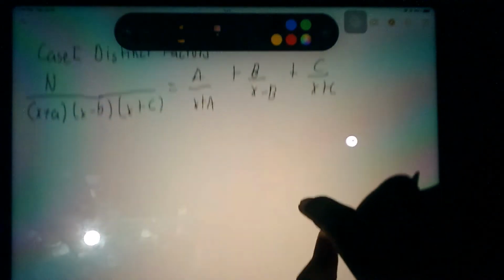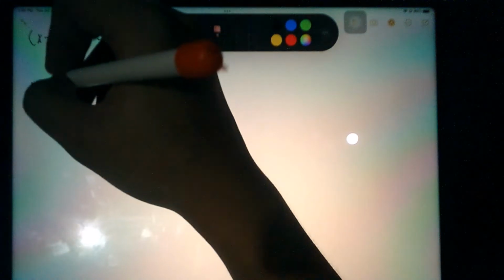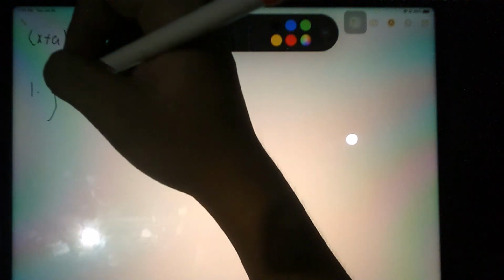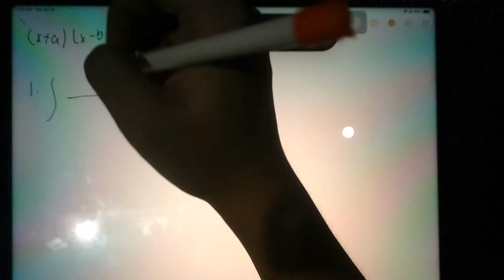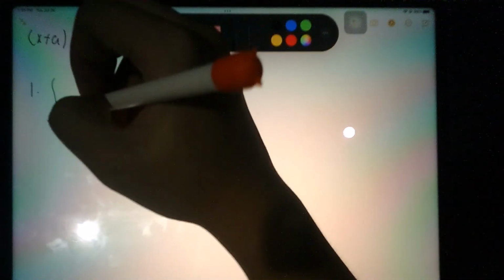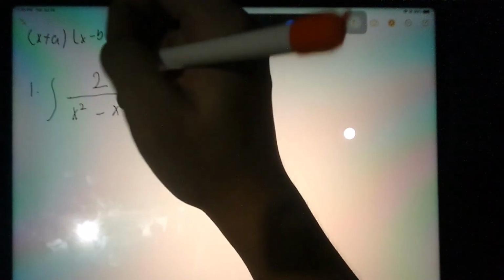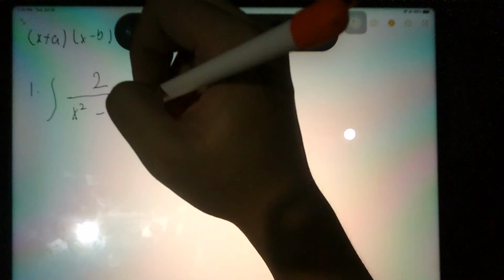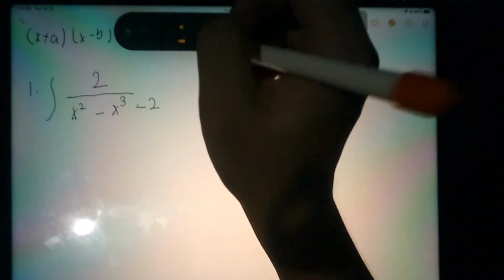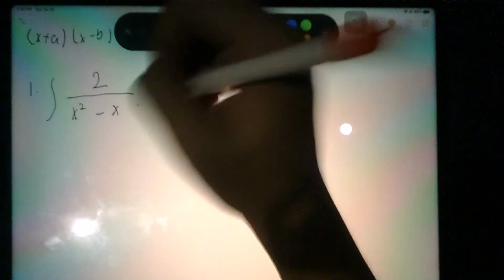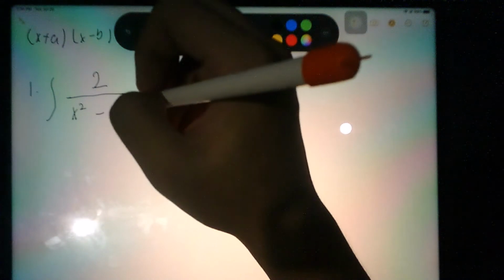So let me give you an example. Number 1, the integral of, let's say, 2 over x squared minus x cubed minus 2. Oh no, this is wrong. x cubed minus x minus 2.